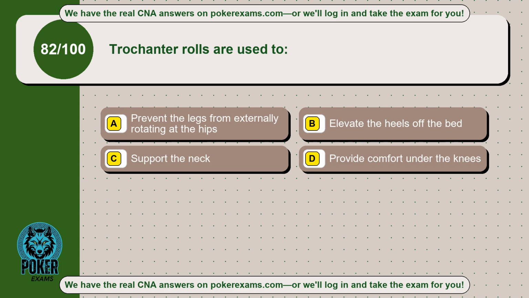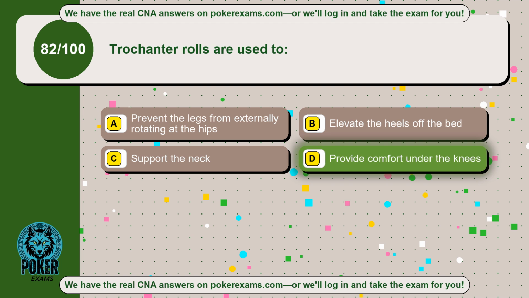Question 82. Trochanter rolls are used to: Option A: prevent the legs from externally rotating at the hips. Option B: elevate the heels off the bed. Option C: support the neck. Option D: provide comfort under the knees.